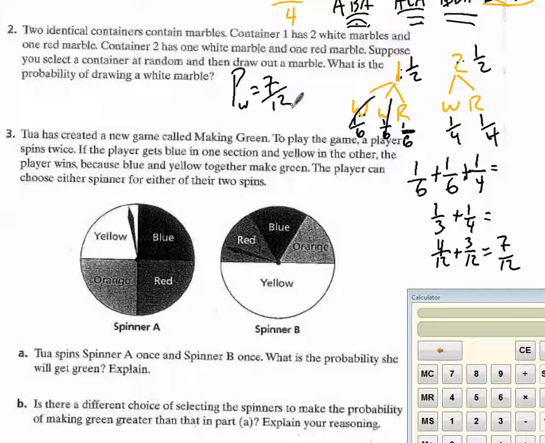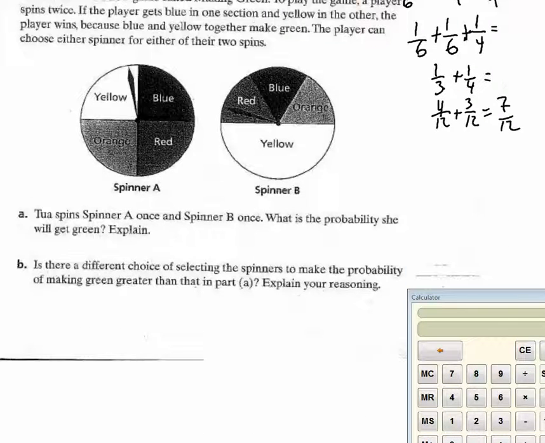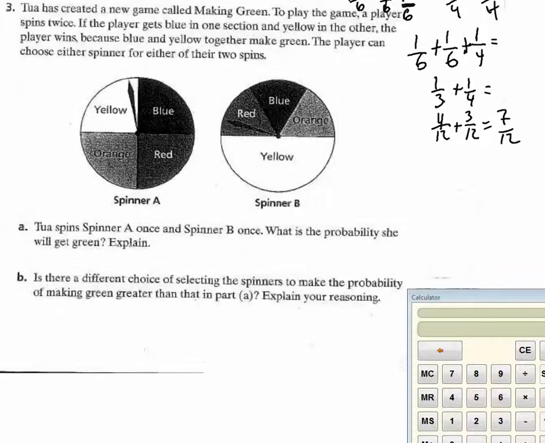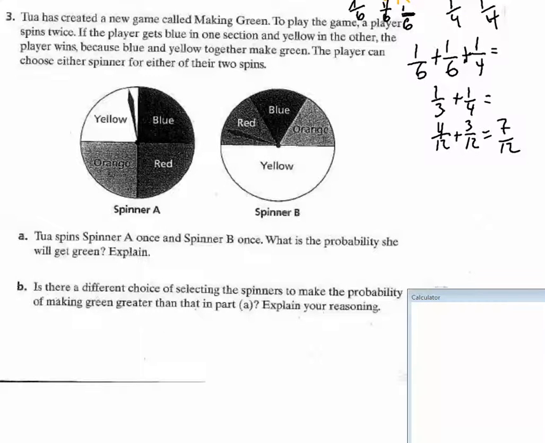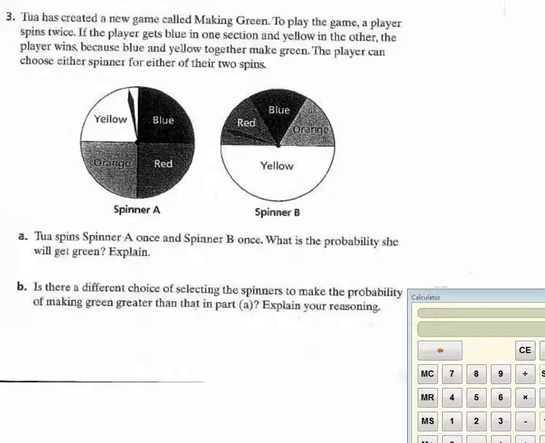All right, Tua has a spinner game, because a game without a spinner is a game I don't want to play. I know you feel the same way. All right, to play the game, you have to select a spin, and if you make a green, which is yellow and blue, you win!